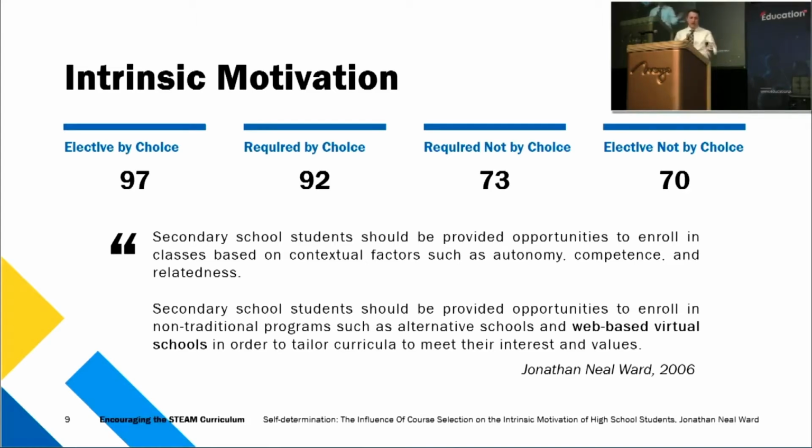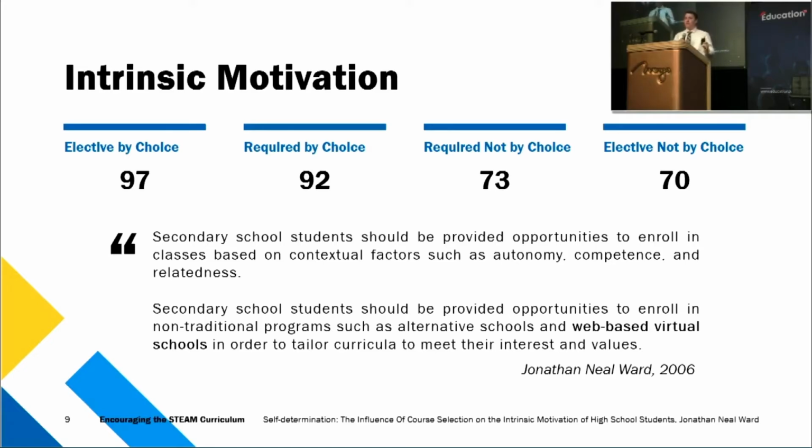This study's conclusions were, secondary school students should be provided opportunities to enroll in classes based on contextual factors such as autonomy, competence, and relatedness. The other conclusion, secondary school students should be provided opportunities to enroll in non-traditional programs such as alternative schools and web-based virtual schools in order to tailor curricula to meet their interests and values.